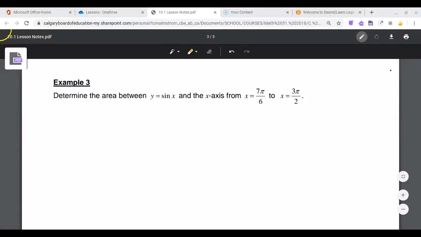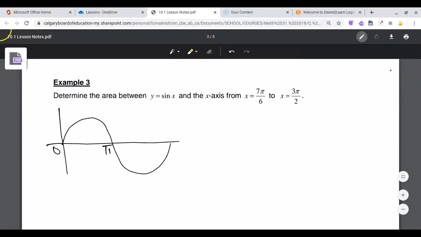Number 3. Did you remember how to draw the sine graph? Because we're determining the area between, here's my beautiful sine graph, y equals sin x and the x-axis from x equals 7π/6 to 3π/2. Okay, so we go 0, π, and 2π as our x-intercepts.